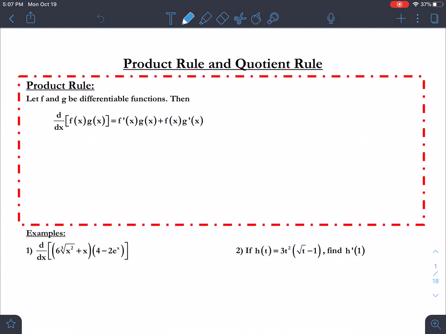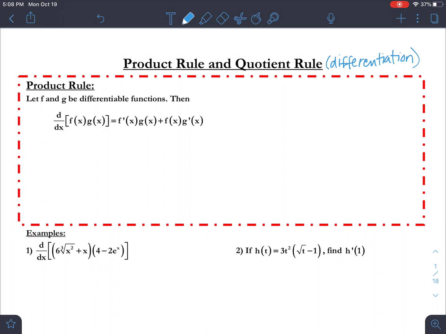Hey everyone, so today we're going to talk about product rule and quotient rule, which are two rules we use for differentiation. So just want to make yourself a note there. When taking derivatives, product means when we're multiplying two functions together. Quotient, when we're dividing two functions. And what are those special rules?